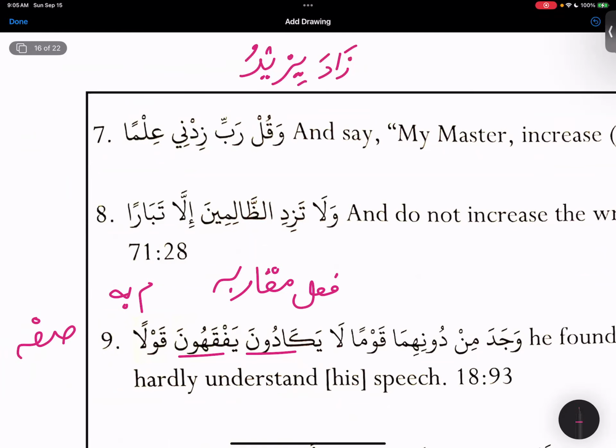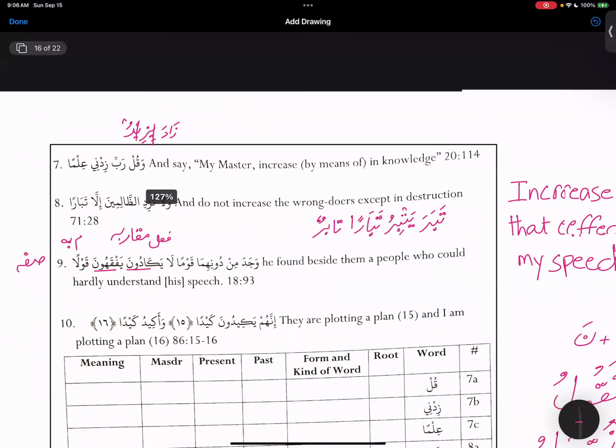So now from yazidu, when you are going to make it amr, what is going to happen? You need to drop this sign of mudari'a, and then you need to make it majzoom. Now we have iltiqa as-sakinain, so that is why we need to drop this ya. And now what is left behind? Zid, right? And this is fi'l lazim.